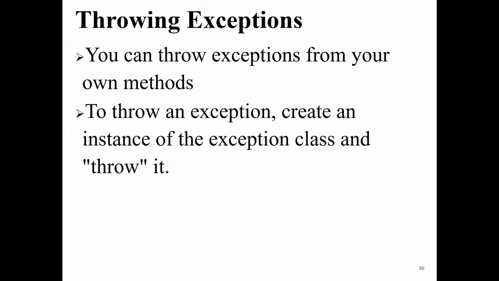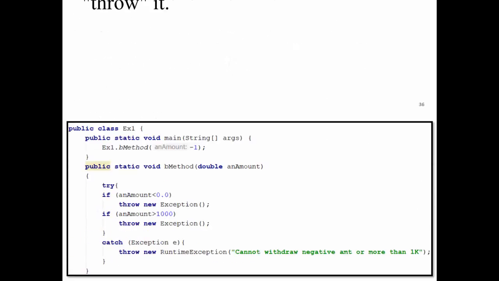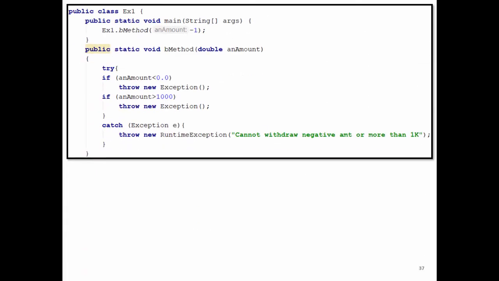So you can throw an exception from your own method. Whenever you come across an unexpected situation in your app, you can decide to throw the exception that you would like. Okay? And then you can catch it and handle it. So look at this one. This defines a class called Example1, and you define a P method. Inside this P method, you are checking the amount.